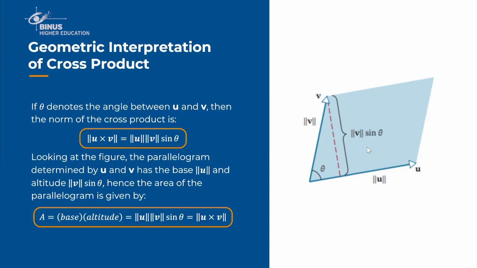Hence, the area of the parallelogram is given by A equals base times altitude. Since the base is the length of U and the altitude is the length of V times sine theta, this formula is the same as the norm of U cross V.